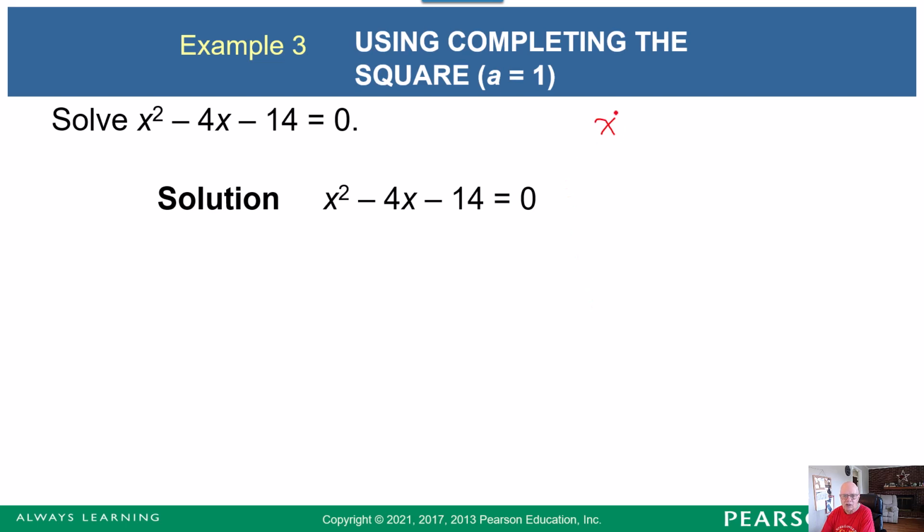So x squared minus 4x minus 14 equals 0. Number one thing to notice, this is already 1x squared, so one step is already finished. The next step is negative 14 here, get rid of it. We need the space. So add 14 to both sides. And this is what we've got.